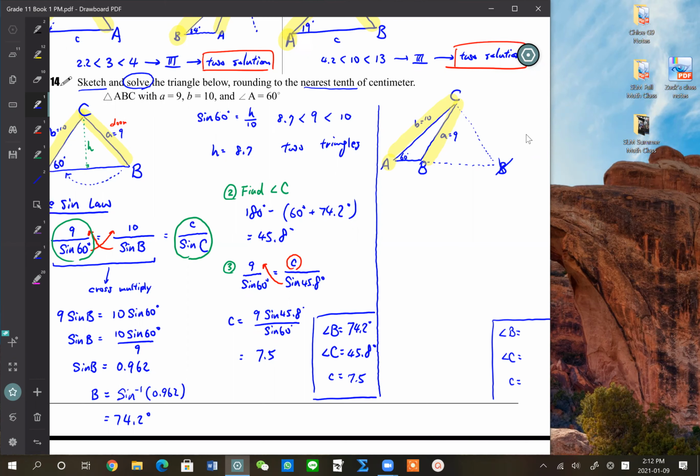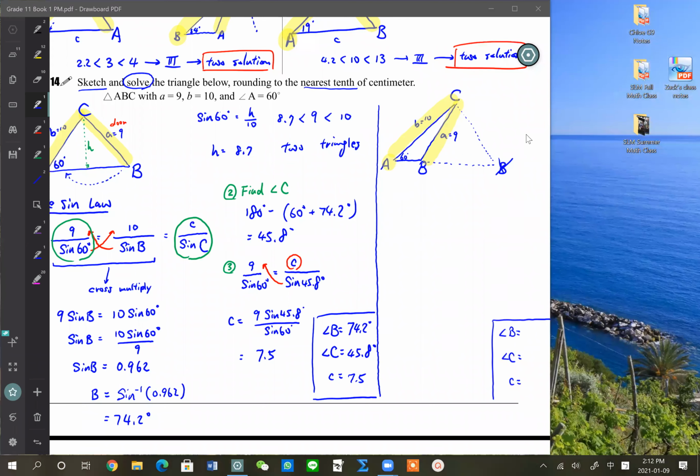Oh, Elaine said subtract from 180 degrees. Can you tell us why? Why we subtract from 180 degrees? Or anyone else want to explain? Are you able to use your mic, Elaine, or no? Yeah, okay. How do you know to subtract from 180?